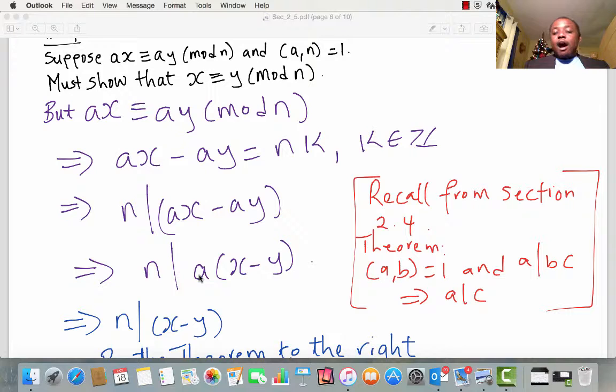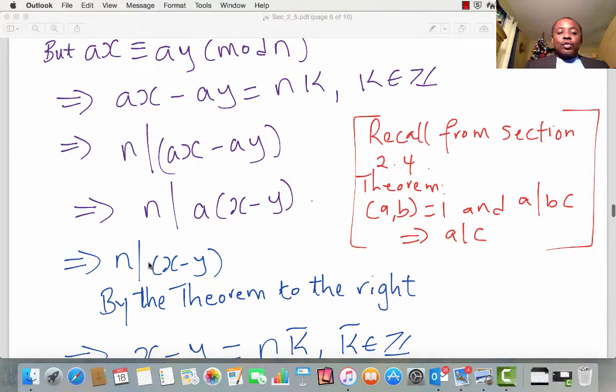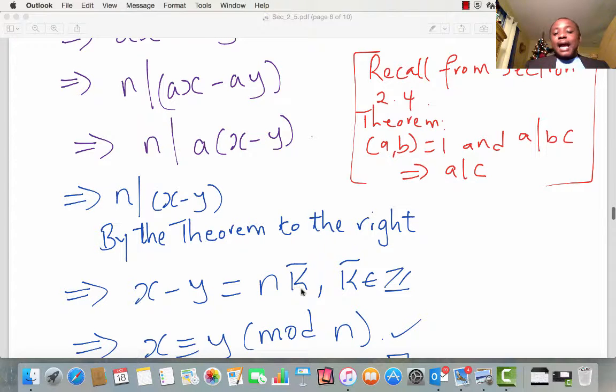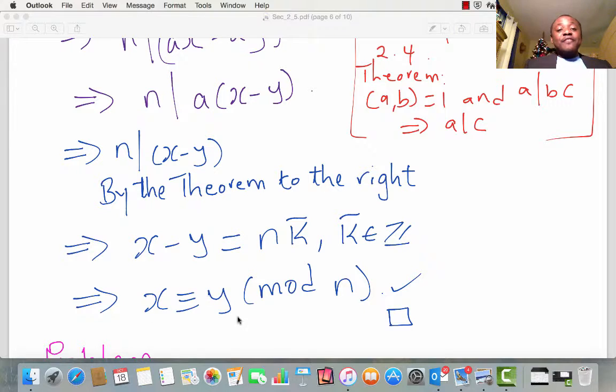n and a are relatively prime and n divides a times x minus y. By this theorem, we can conclude that n divides x minus y, i.e. x minus y equals n times some integer k. But by the definition of congruence, that simply means x is congruent to y mod n, and we are done.